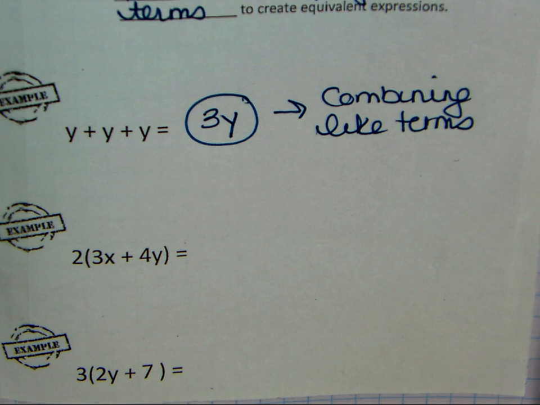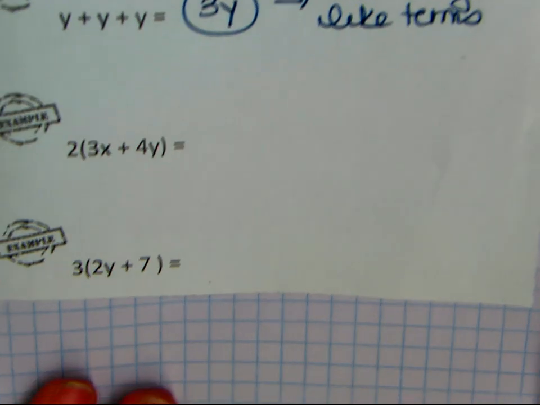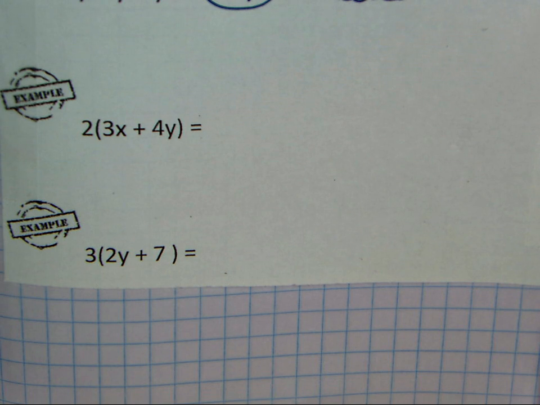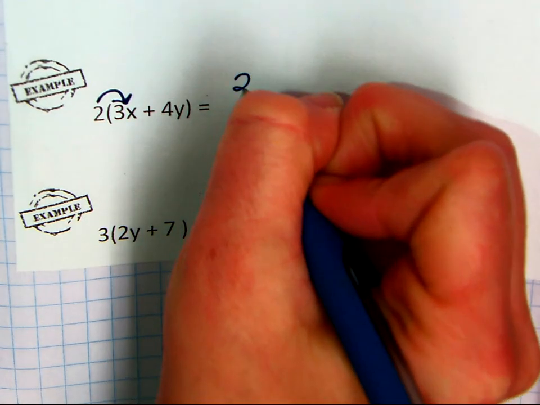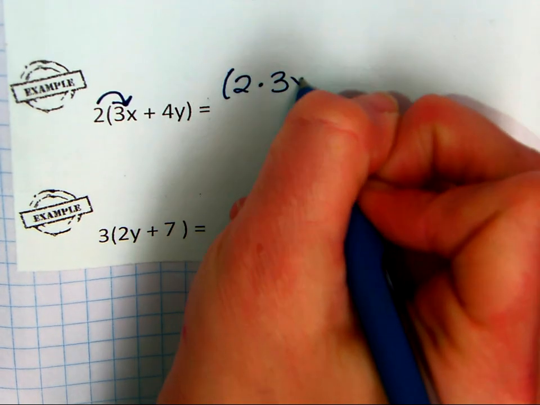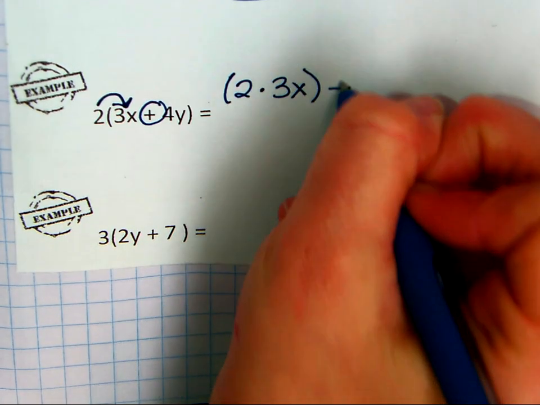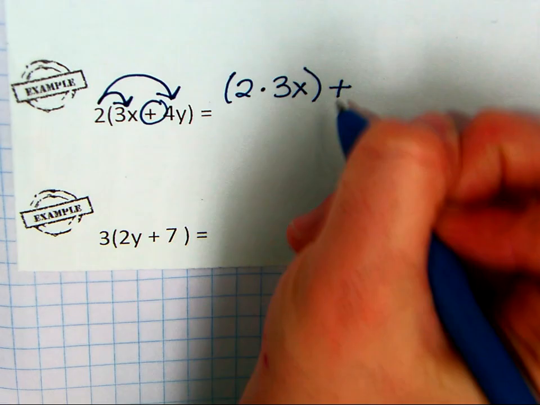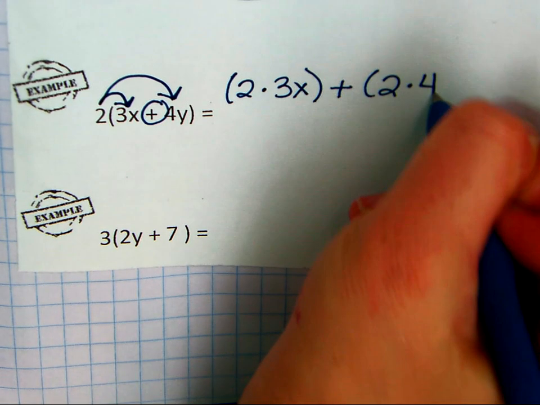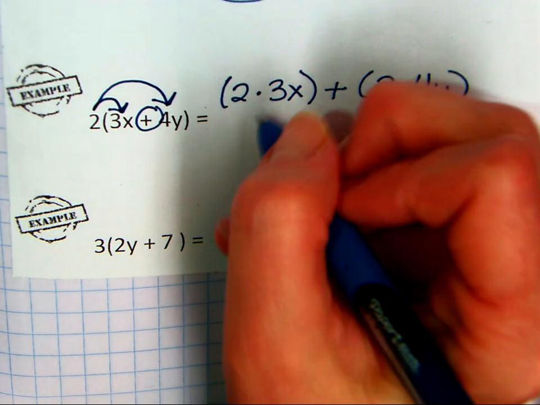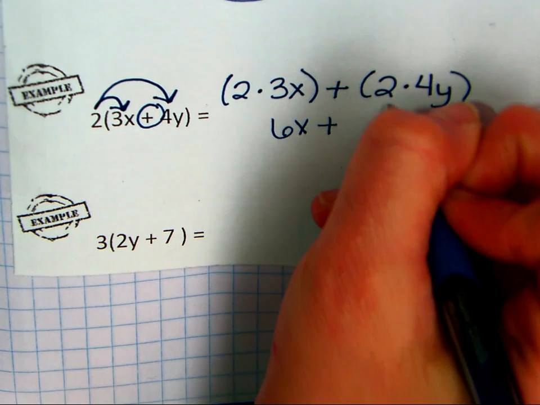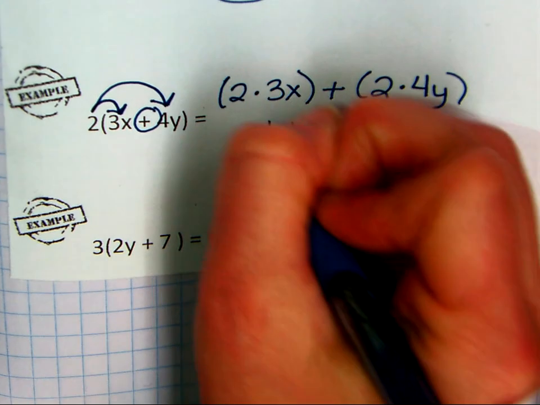The next example, we're actually going to use the distributive property, actually the next 2 examples. So remember to use the distributive property. You go from the outside inside, and you distribute the amount outside of the parentheses into the parentheses. So I'm going to take 2, and I'm going to do 2 times 3x. And I'm going to do that in parentheses like so. Plus 2 times 4y. Now I'm going to keep going and simplify this more. 2 times 3 is 6x plus 2 times 4y, which would be 8y.